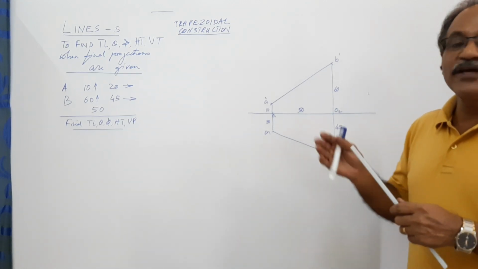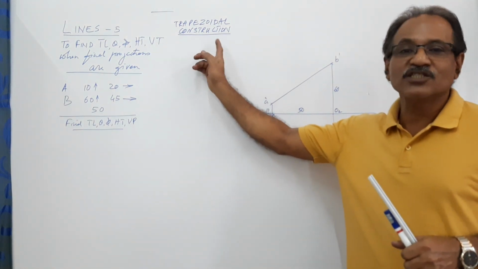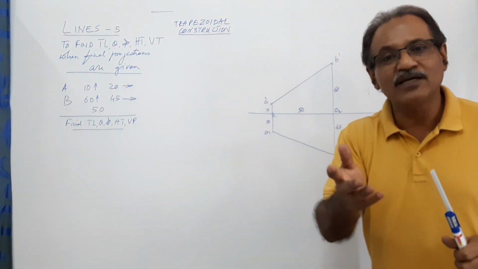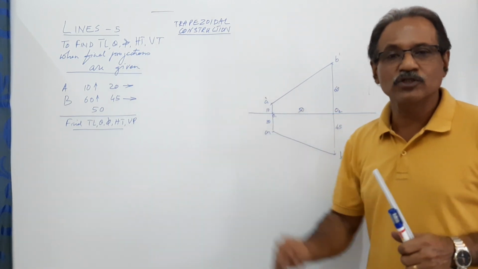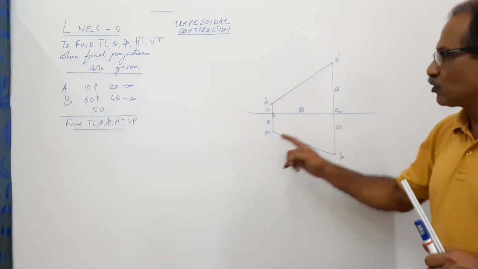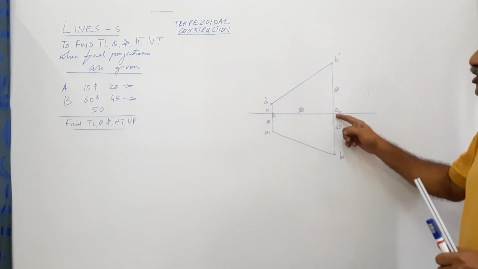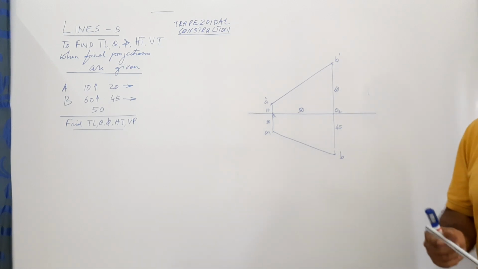In this video, we will see trapezoidal construction, or as you call it, plane rotation method, to solve the same question. I have not changed the question, same question. A dash 10 mm above, A 20 mm below, 50 mm away another projector, 60 mm above B dash and 45 mm below B. Agreed?